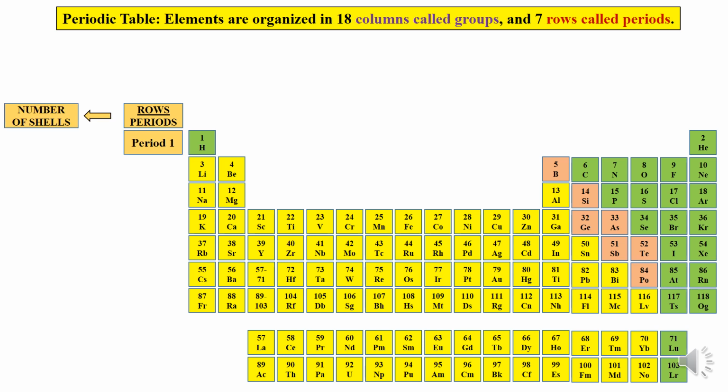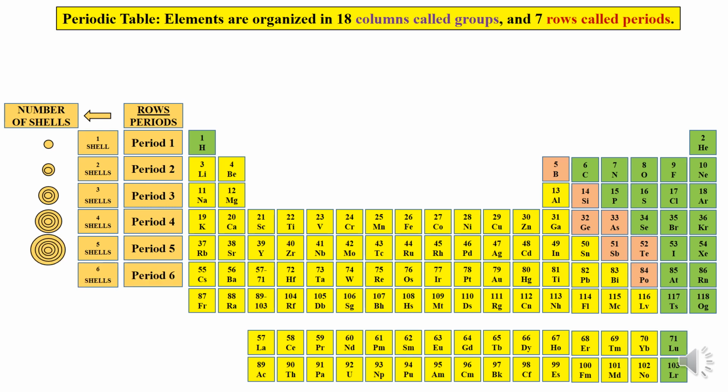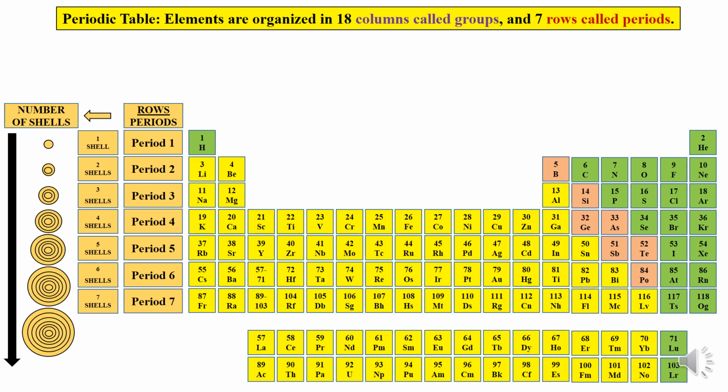Now period 1 elements have 1 electron shell. Period 2 elements have 2 electron shells. Period 3 elements have 3 electron shells. Period 4 elements have 4 electron shells. Period 5 elements have 5 electron shells. Period 6 elements have 6 electron shells. And period 7 elements have 7 electron shells. So as you go down the group, with the increase in the number of shells, the size of the atom increases.